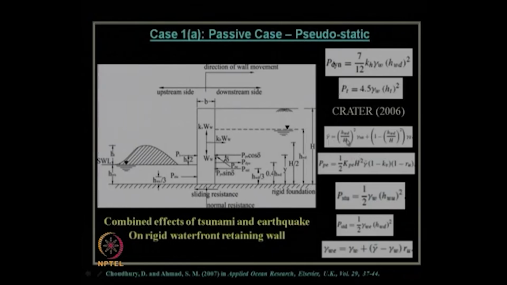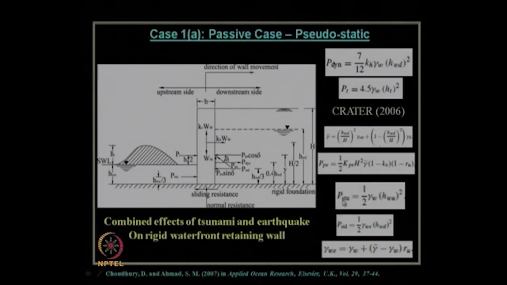Now, what is this gamma bar? Gamma bar is calculated in this fashion: (HWD by H) whole square times gamma saturated, plus (1 minus HWD by H) whole square times gamma D. Gamma D is nothing but the dry unit weight of the soil above this water table level. So, this way the average gamma of this entire soil layer is calculated based on the height of the water table. Clear? This is also available in the book of Kramer 1996, because it is a pseudostatic approach. So, this expression is available.